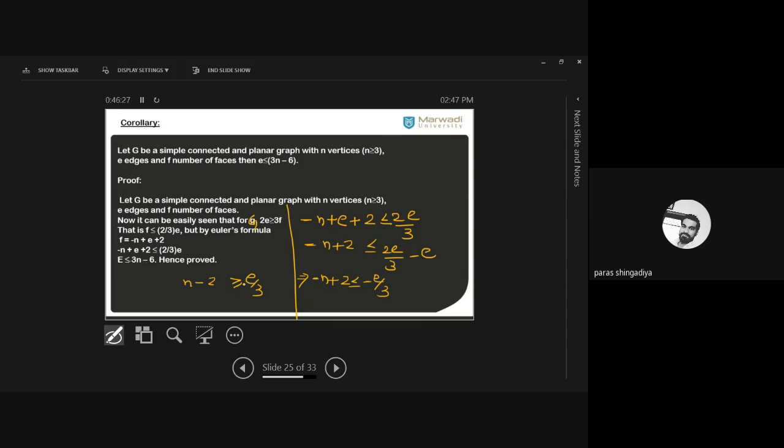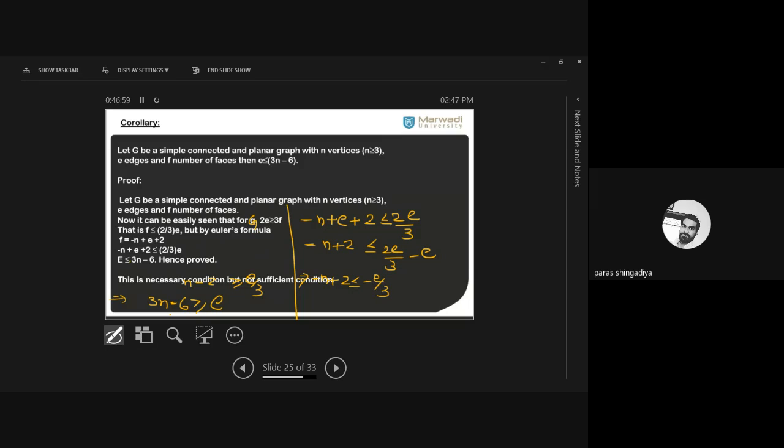And now multiply by 3 on that side, and we will get the result. That is 3N minus 6 greater than or equal to e. That is, e less than or equal to 3N minus 6. Okay, e less than or equal to 3N minus 6. By using this formula you will get an idea how many edges are required to create this graph.